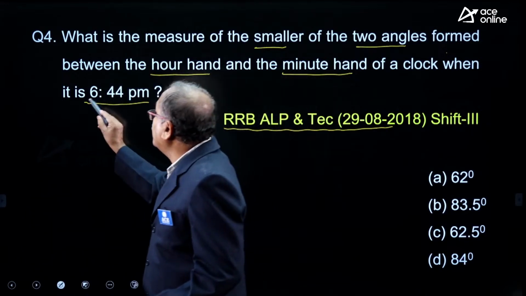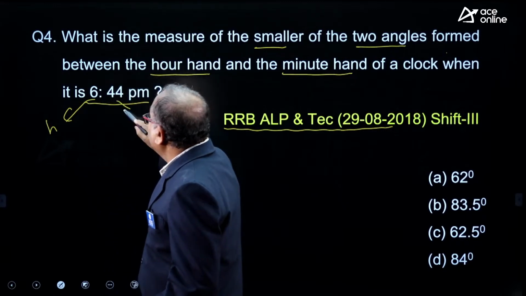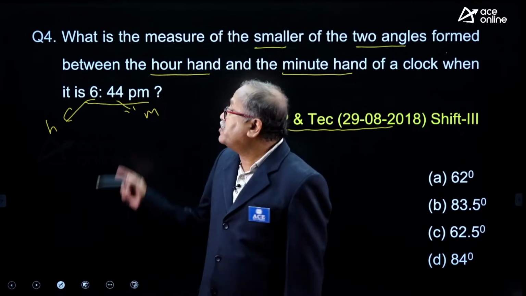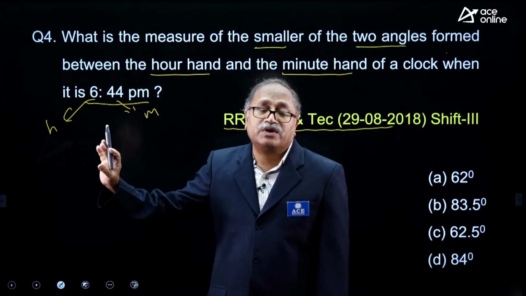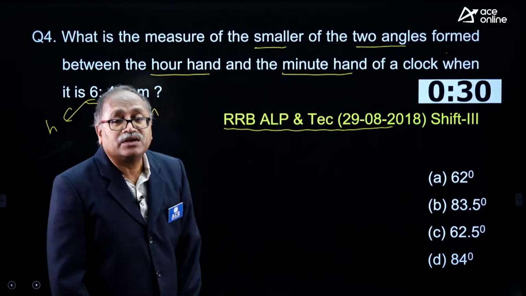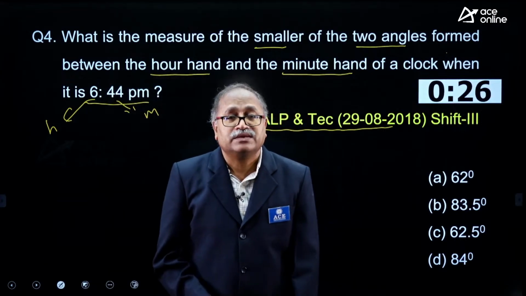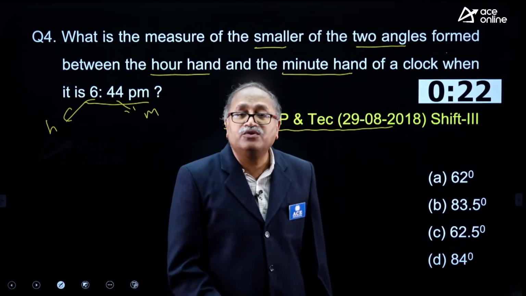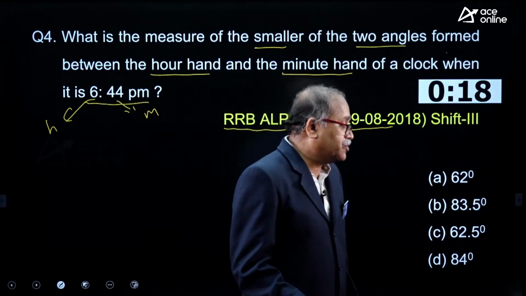Where my h is 6 and the m is 44. Do it. These questions are asked very frequently in RRB exams. I have observed it for the past many years. So your 30 seconds starts now. So what is the smaller angle? I will tell you what the smaller angle and bigger angle part is, so don't worry about that.